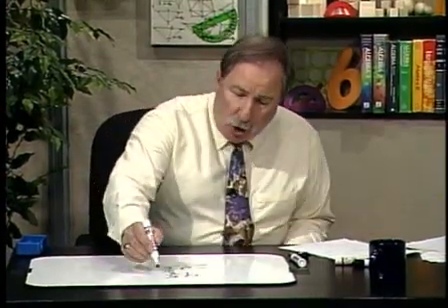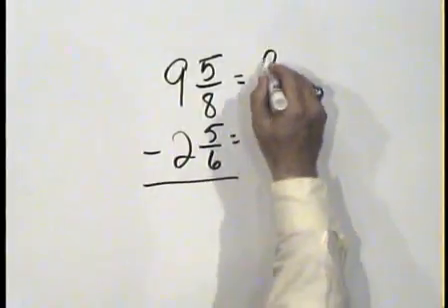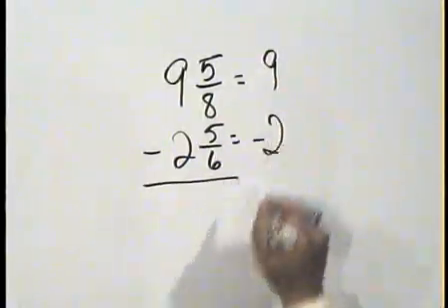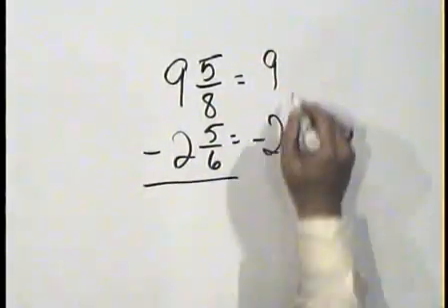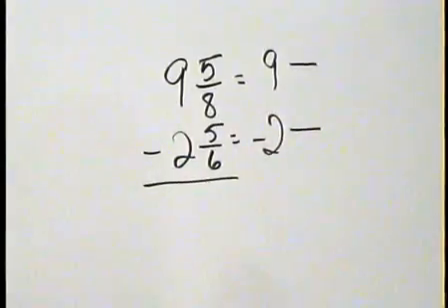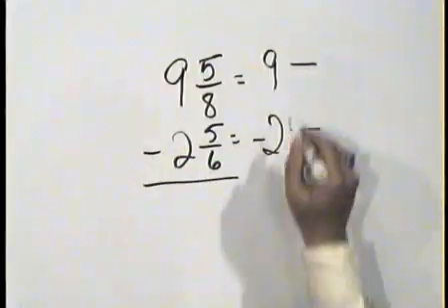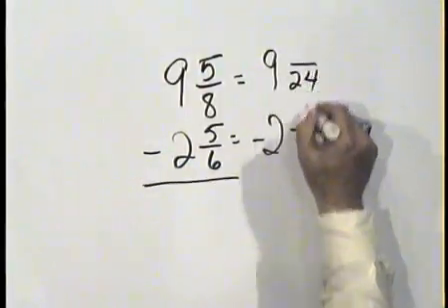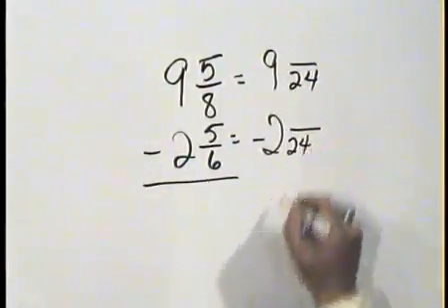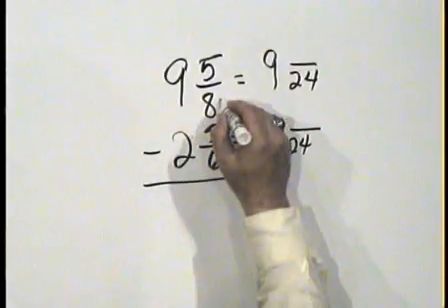Okay, as always, I'll start out by putting my whole numbers and my minus sign. What is the common denominator? Well, you could have used 48, but let's go ahead and use 24 since 8 and 6 both divide 24. We'll use the lowest common denominator. 8 times 3 is 24.